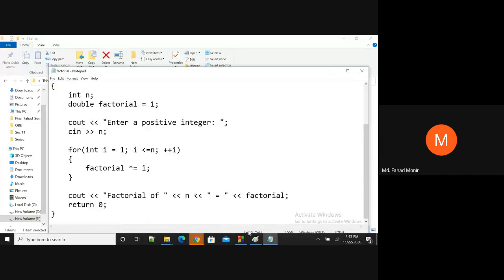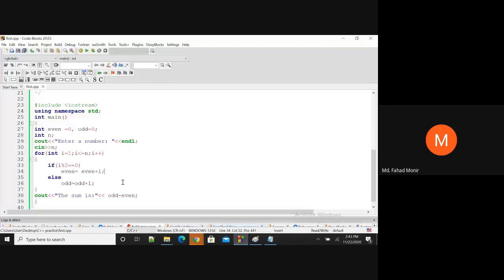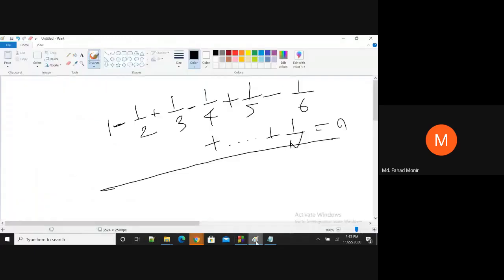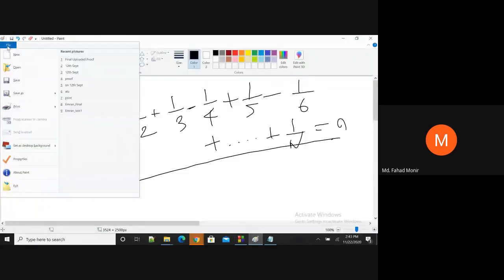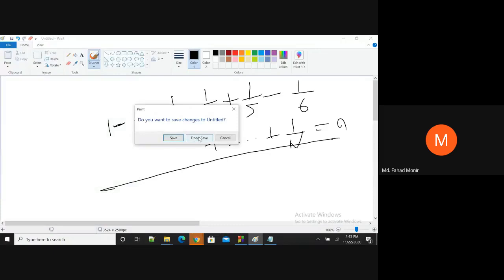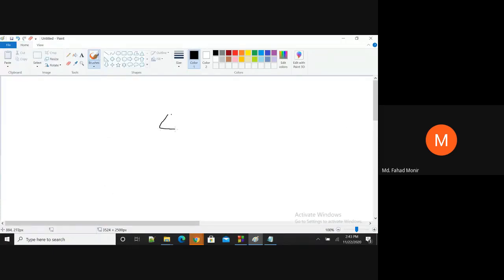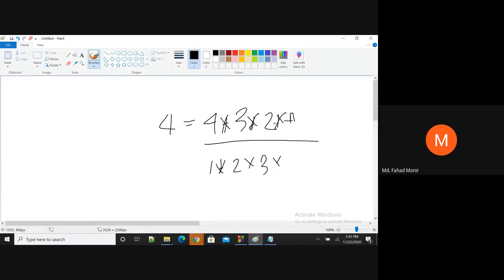So what is the factorial? Is there anyone who can tell me what the factorial is? What will be the factorial of 4? 4 into 3 into 2 into 1. 4 into 3 into 2 into 1, right? So instead of writing it in this way, can we write it like this: 1 into 2 into 3 into 4? Can we write it like this?